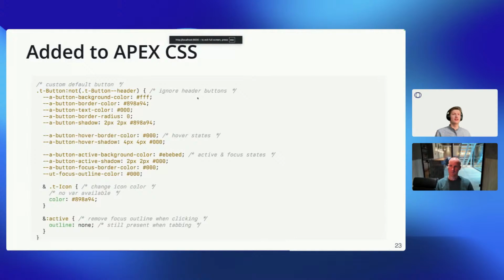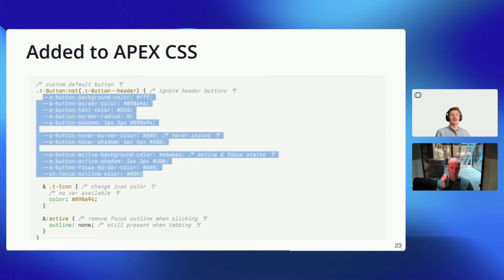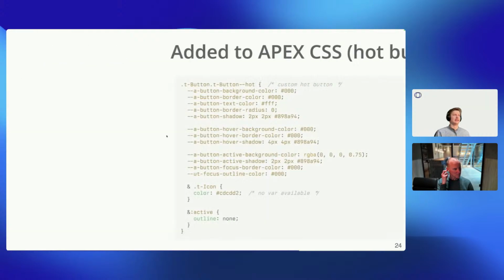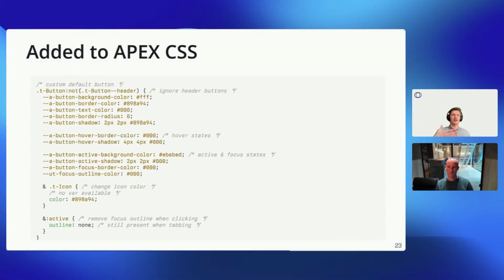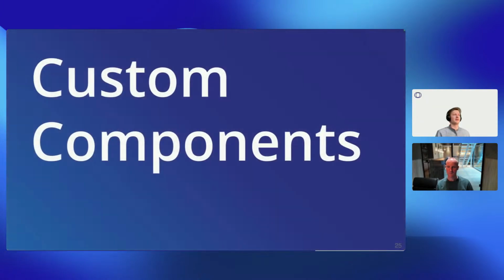So in my demo, I just applied it to one single button, right? But you could apply it to any button, for example, t-button, not t-button header. That's what I found out. For example, you might not want to target header buttons. So you find a very specific rule, or you just set these and it will work. Same for the hot button. Or work globally in your app, or as specific as you want it to be.